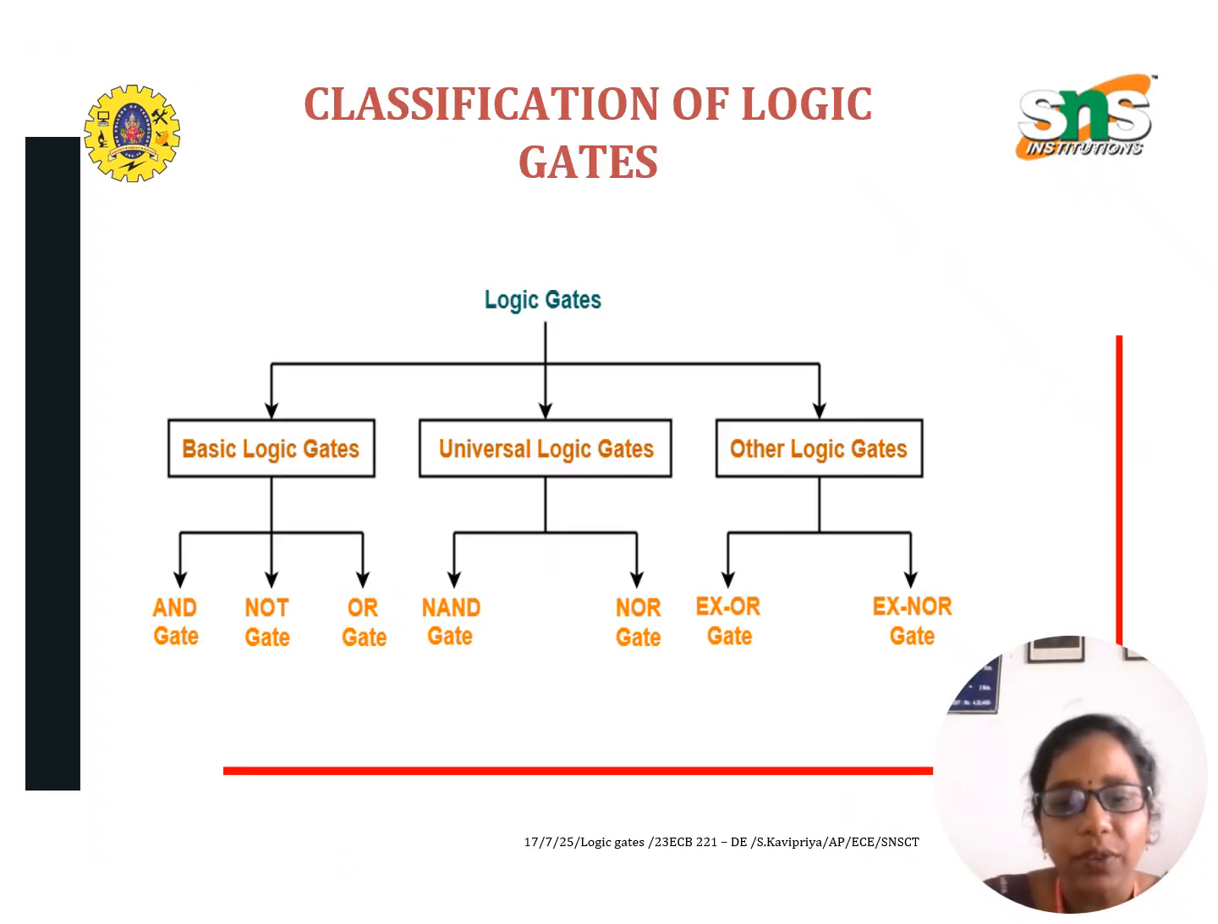Next is the classification of logic gates. Logic gates are broadly classified into three categories. First is the basic logic gates, second is the universal logic gates, and third is the other logic gates. Under basic logic gates we have AND, OR and NOT. Under universal gates it is NAND and NOR. They are called universal logic gates because other logic gates can be easily implemented using the NAND and NOR gates. The third category, other logic gates, has XOR and XNOR.